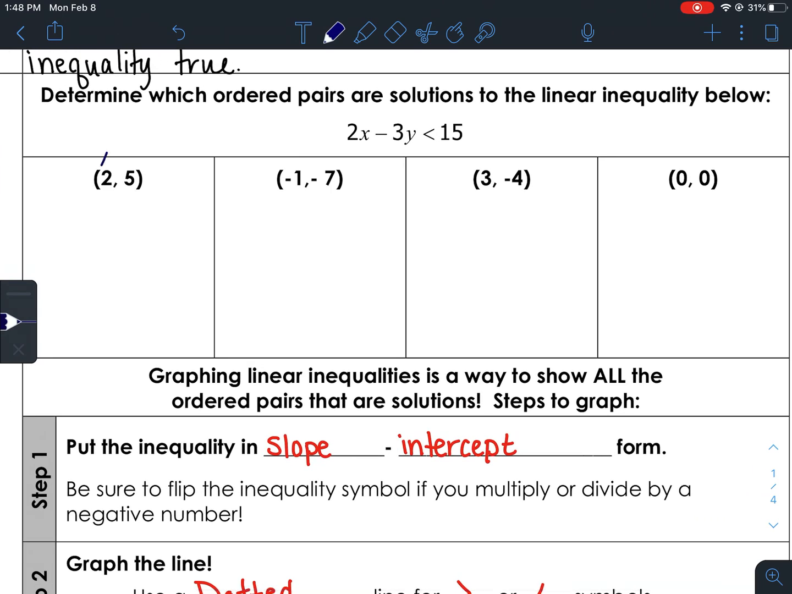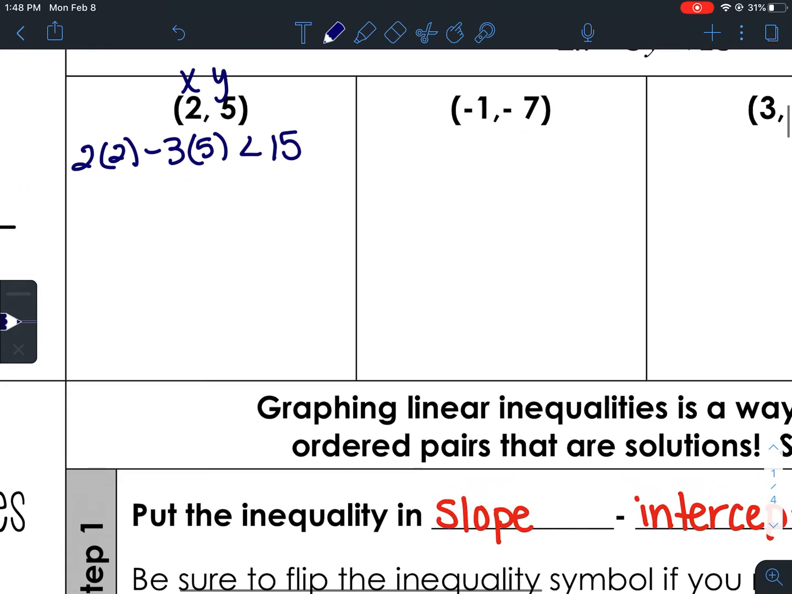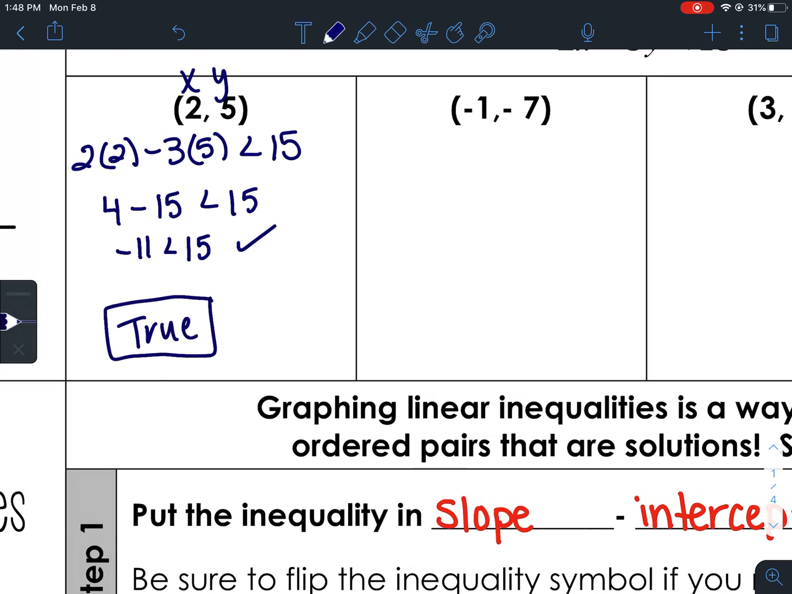So for example here, again, x and y. I'm going to do 2 times my x minus 3 times my y, and that should be less than 15. 2 times 2 is 4. 4 minus 15 should be less than 15. 4 minus 15 is negative 11. Negative 11 is definitely less than 15, so this one is true, or this one is a solution.